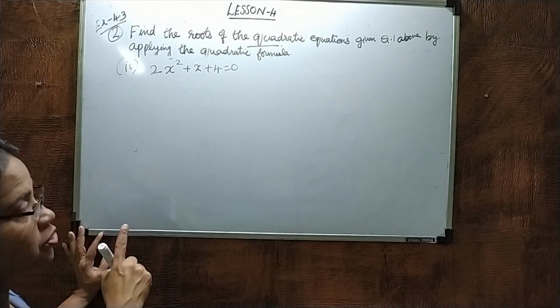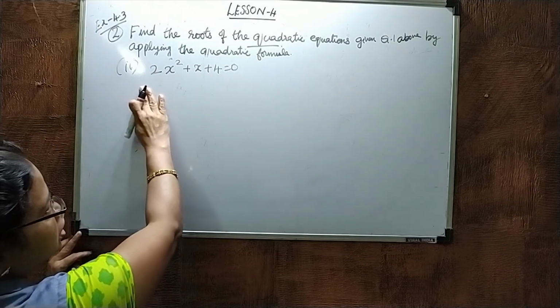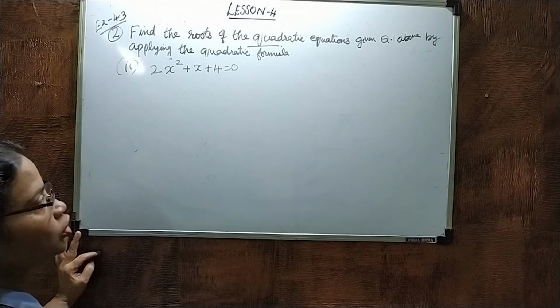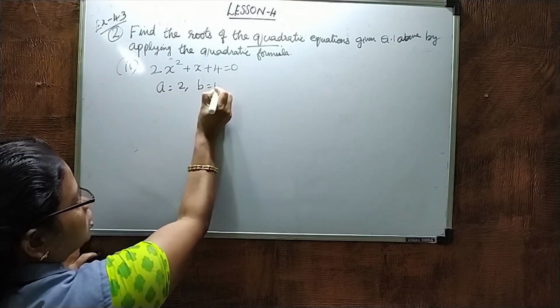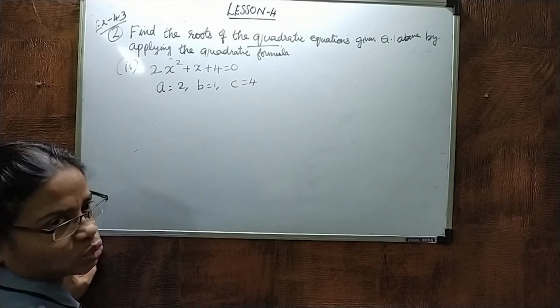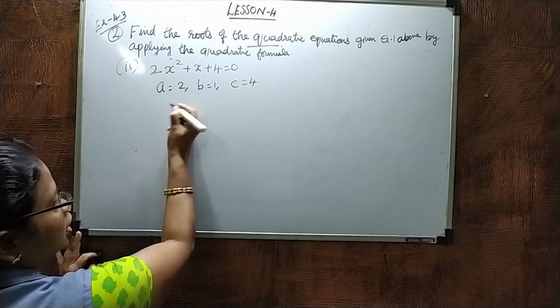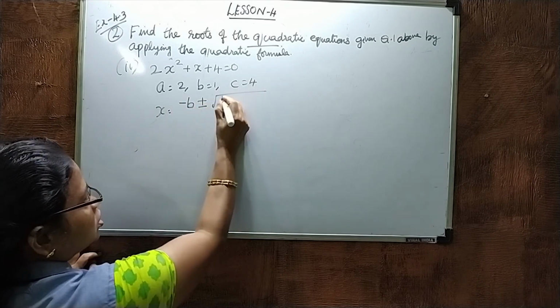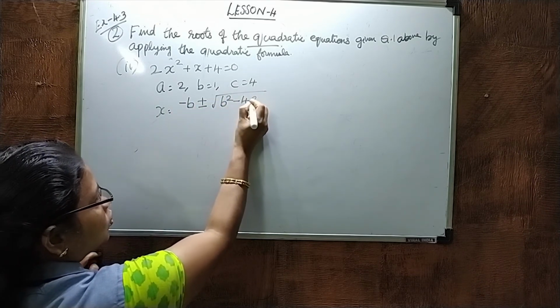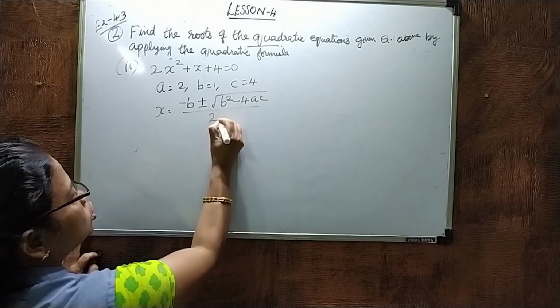This is the last question. The question is 2x square plus x plus 4 equal to 0. So what is it? A is equal to 2, b equals 1 and c is equal to 4. Then what is the next one then? X is equal to negative b plus or minus root of b square minus 4ac the whole divided by 2a.